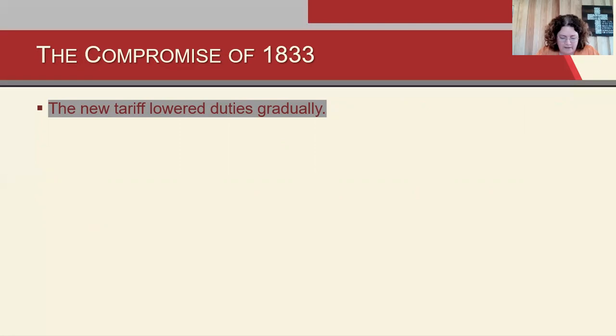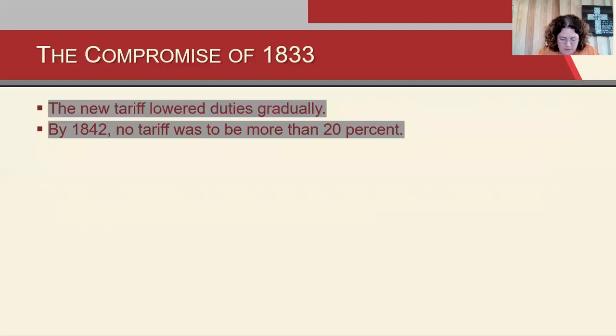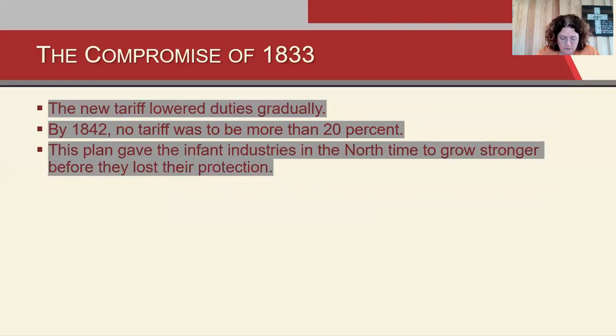This attitude allowed Henry Clay, who was adept at settling disputes, to help South Carolina out of its dangerous position. Clay also knew that Jackson wanted to avoid violence. Clay and Calhoun worked out details for a compromise tariff. The new tariff lowered duties gradually. By 1842, no tariff was to be more than 20%. This plan gave the infant industries in the North time to grow stronger before they lost their protection. Congress adopted this compromise of 1833.